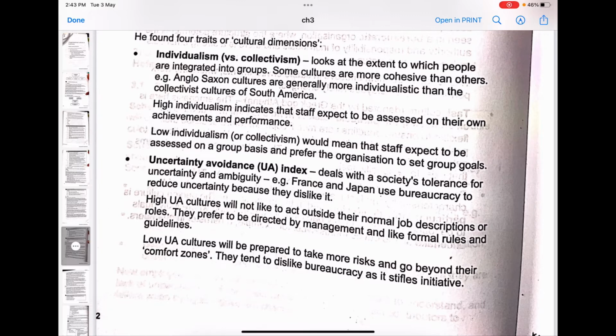Individualism is when somebody is individual. Collectivism is when there is low individualism, where people like to be assessed on a group basis. Collectivism is when everyone is together.